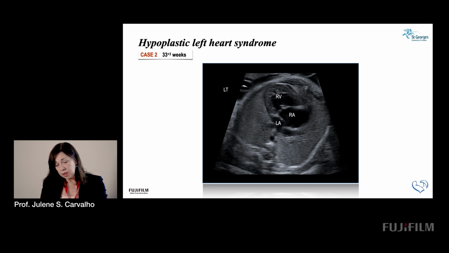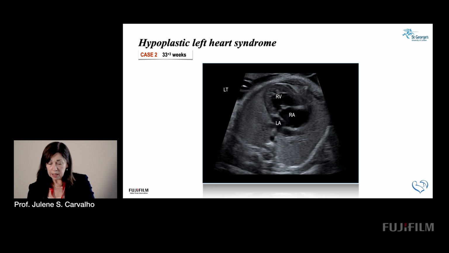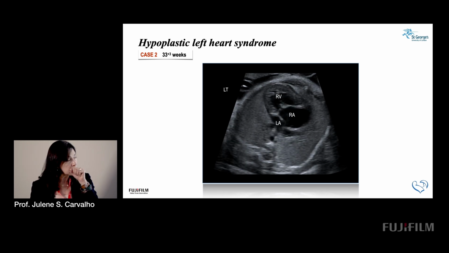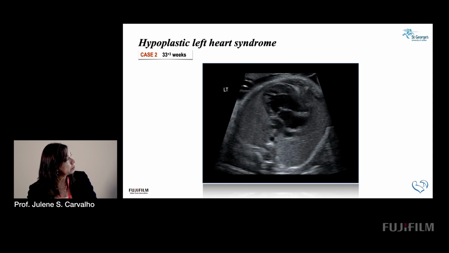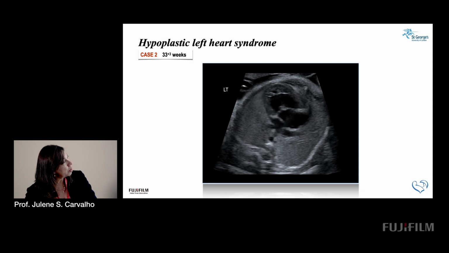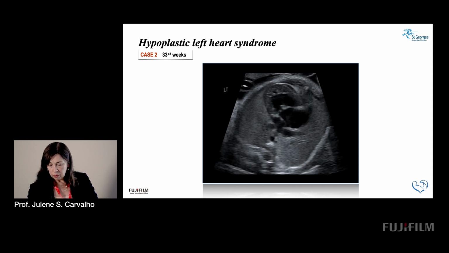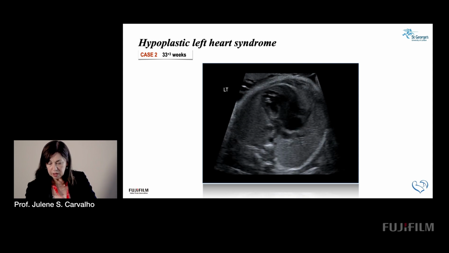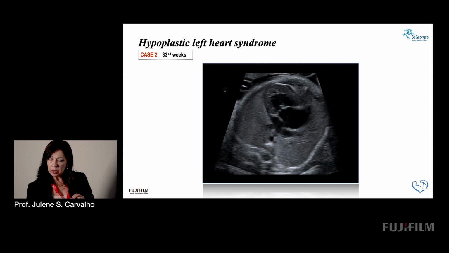Now, this is a different case, case 2, very briefly. It's a case of hypoplastic left heart syndrome, already at 33 weeks of gestation. And you can see here the right atrium is labeled, the left atrium is small. There is no mitral valve, there is a tricuspid valve, this is the right ventricle. So you might or might not have noticed there's a bit of dilatation here. So those details are all important.